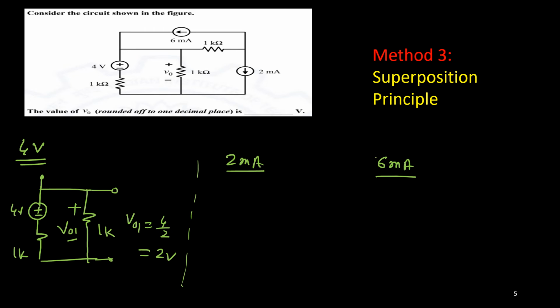right? Now we'll consider this 2 milliampere source acting. When this voltage source is short circuit, this current source is open circuit. Okay, so what will you do?